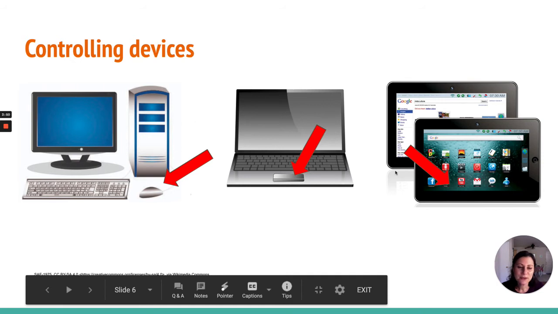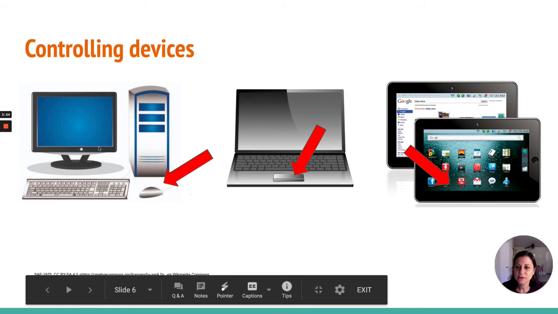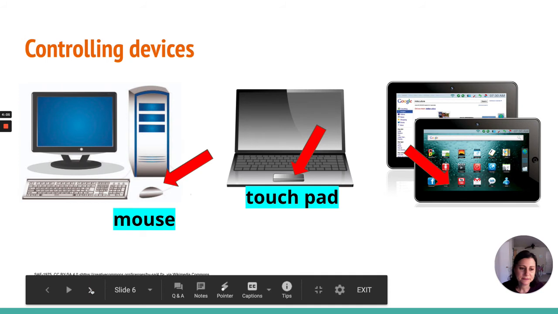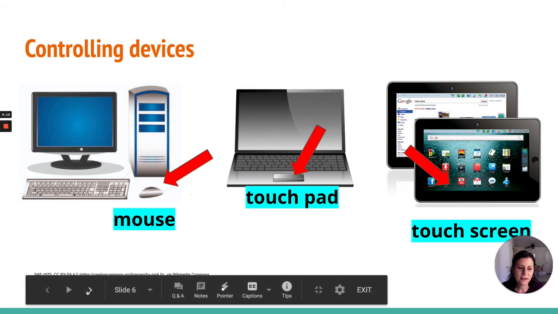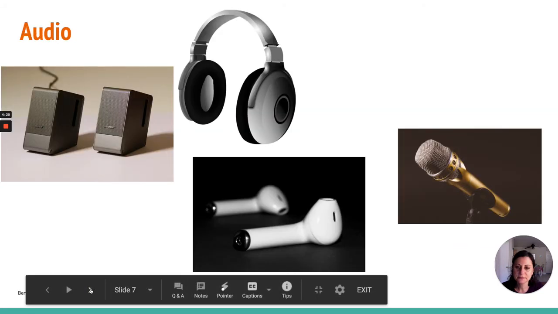Now, what do we use to control these computers? Usually for desktop computers, we use a mouse. For laptops, they often come with touchpads, touchpad. And tablets are often used with a touch screen, where you can touch the screen and choose your programs and select things. So this is mouse, touchpad, touch screen.